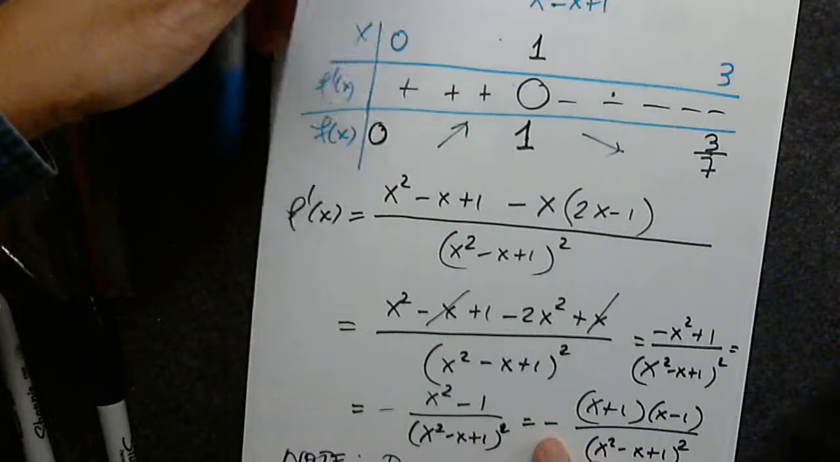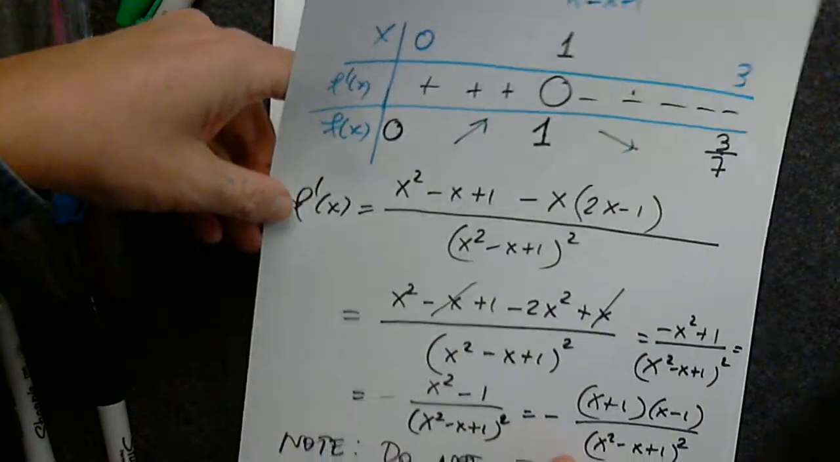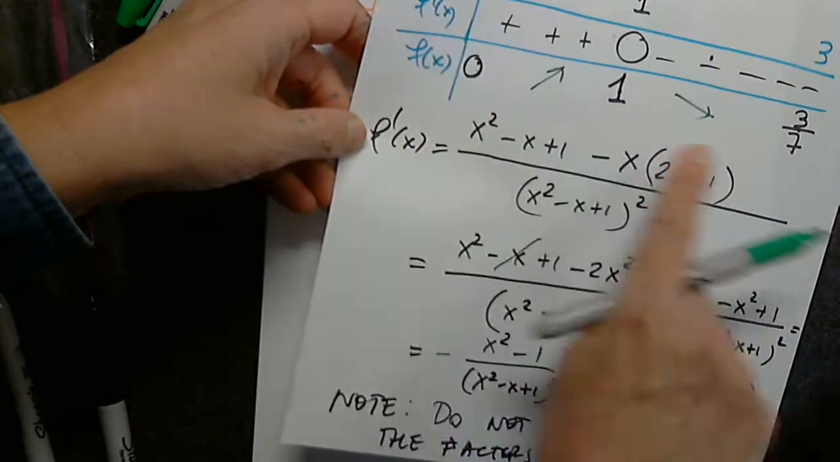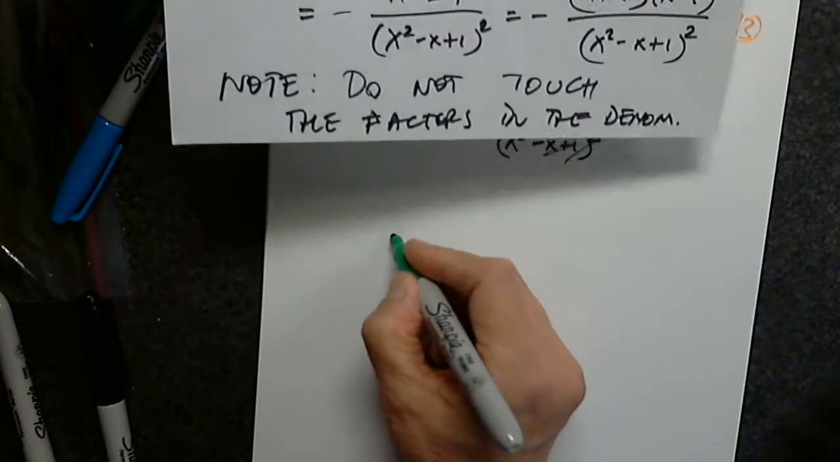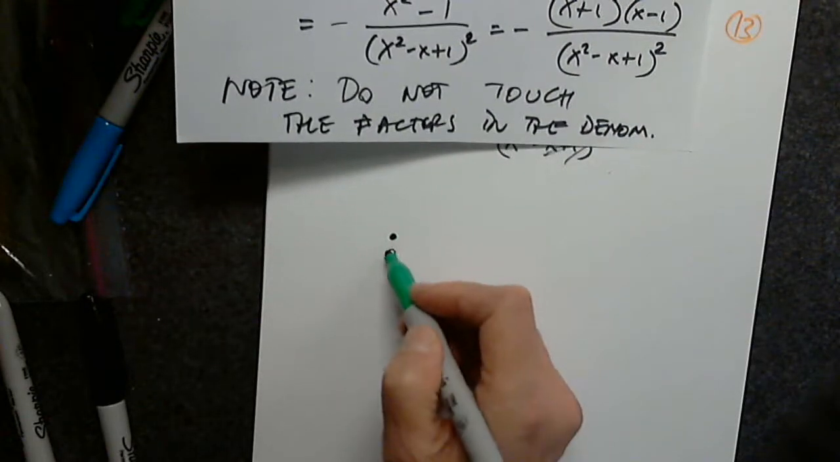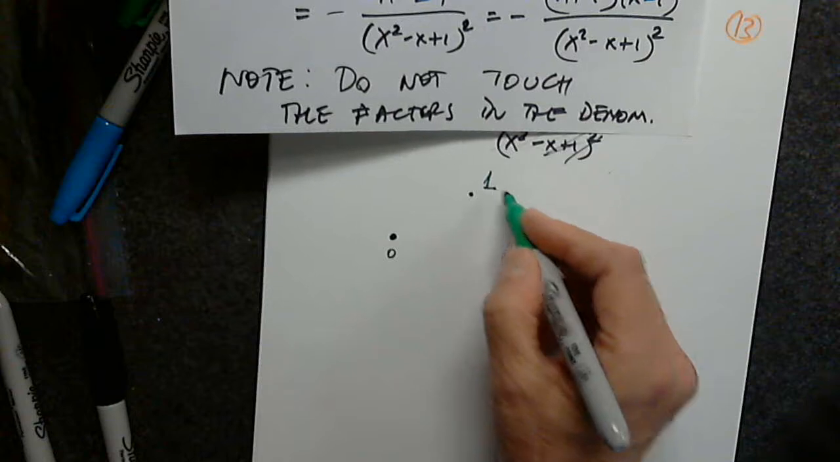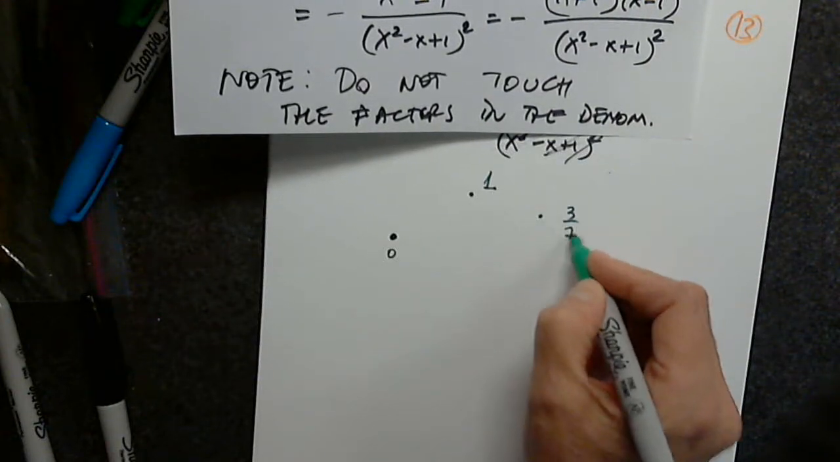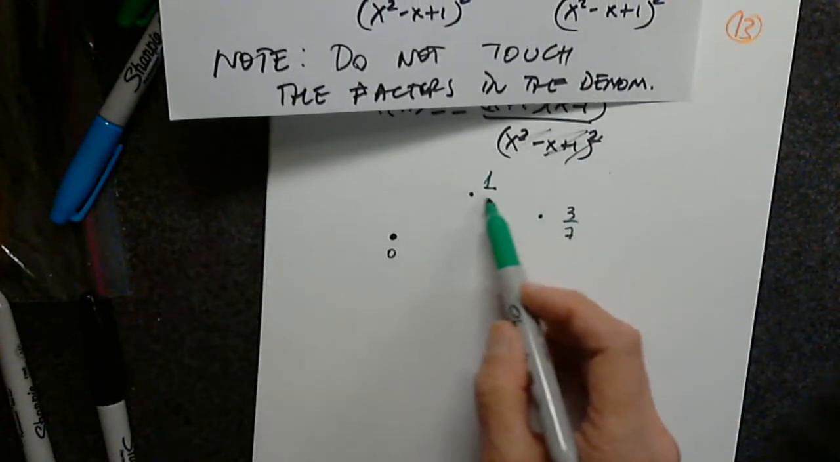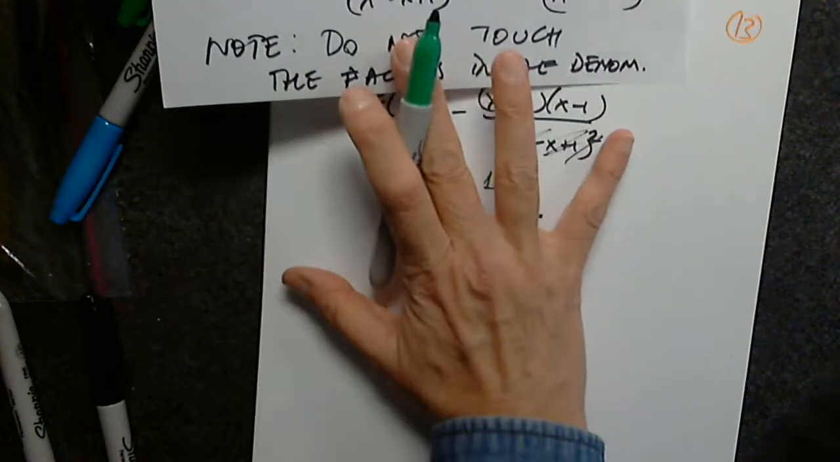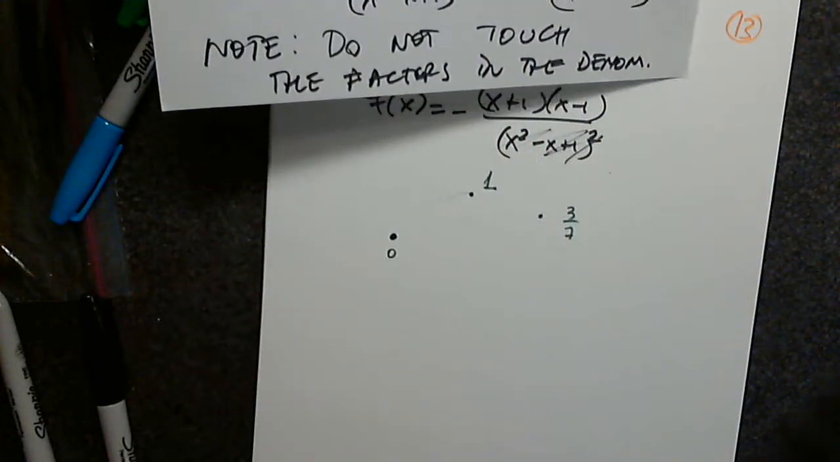Perfect. So again, I'm not graphing the function. I'm just giving you the idea. So I'm graphing basically the y coordinates. 0, then it goes up to 1, and it goes down to 3/7. Something like this. This is not the graph of the function. I'm just looking at the y values.